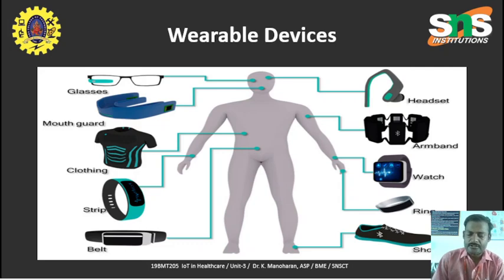Strip, it's like a band. That will be worn on the hand to monitor the healthcare parameters. That is a strip. Belt, that is a smart belt. That will monitor the health parameters of the human body. Headset, that is a smart headset to monitor the healthcare parameters also. Arm bands, we also use smart arm bands to measure the parameters.